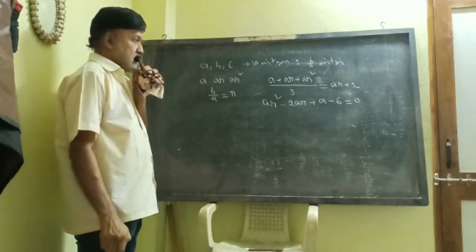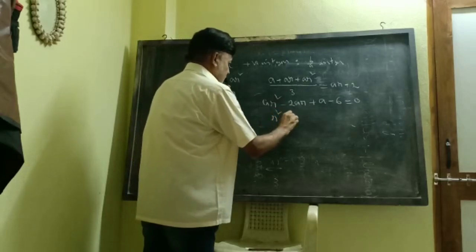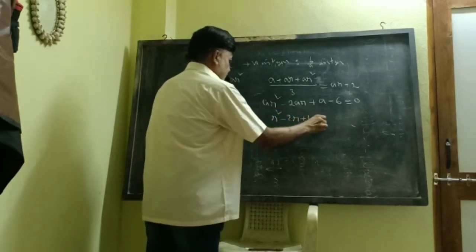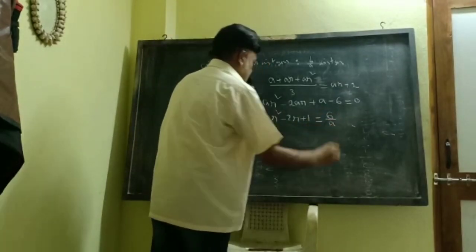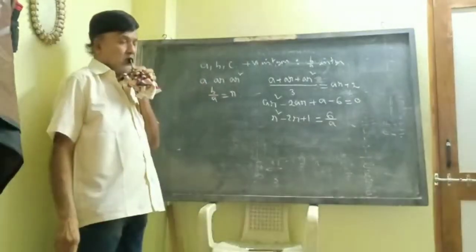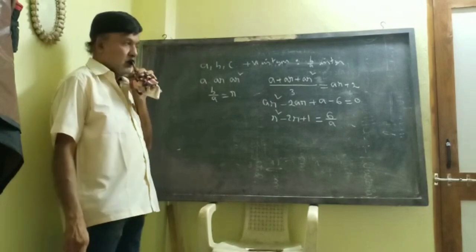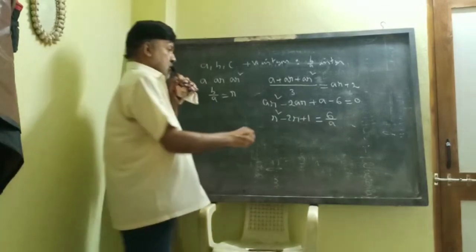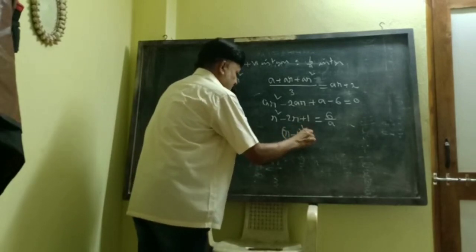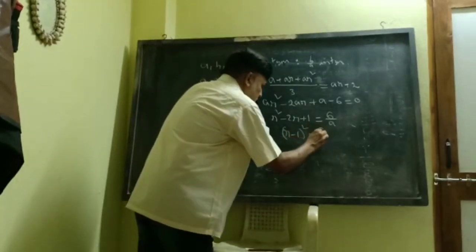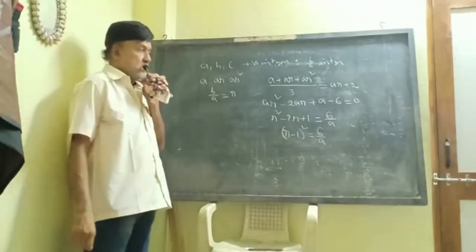Yes, understood? So from this, R square minus 2R plus 1 is equal to 6 by A. Right. R square minus 2R plus 1 is equal to 6 by A, you got it. Which is as good as R minus 1 whole square is equal to 6 by A. Right? Listen.